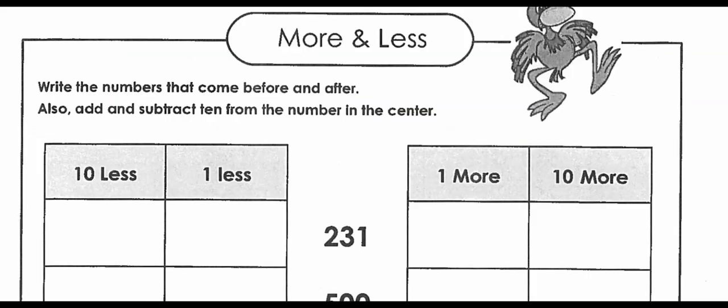However, now we're not talking about what comes before and what comes after. Now we're talking about more, which is adding, and less, which is subtracting. Okay? Here it tells you to write the numbers that come before and after. Also add or subtract 10 from the number in the center. So let's do the first one.